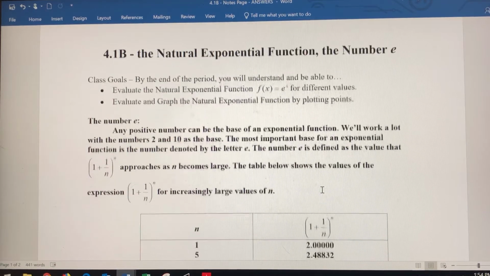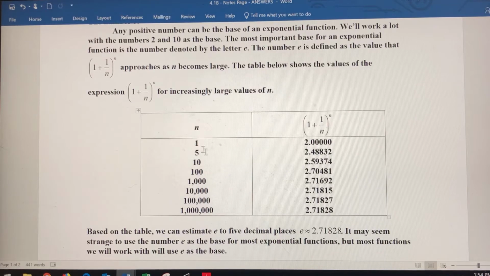So I'm going to show you this table. Basically this table just takes these n values and plugs them into this expression. And what you see as you plug in larger and larger numbers is that the value of this expression gets closer and closer to what we call the number e. Just plugging in 1 million into n and evaluating that, we're able to get e to 5 places, so 2.71828.